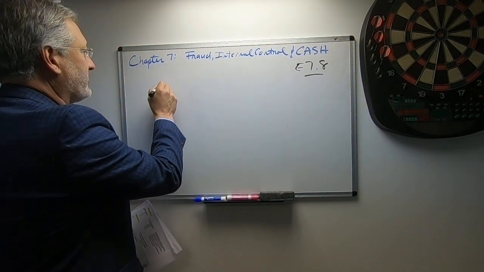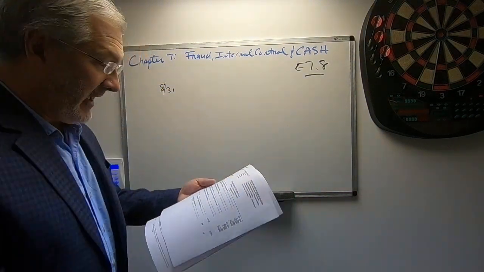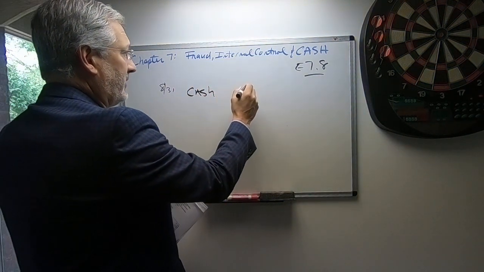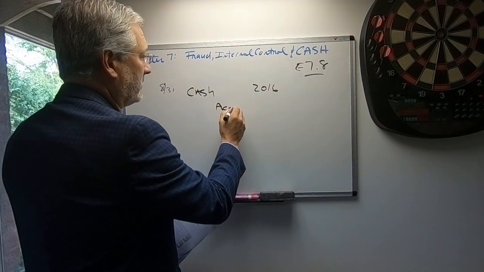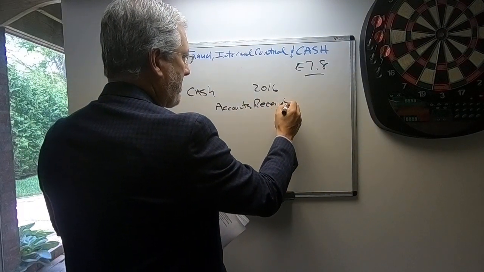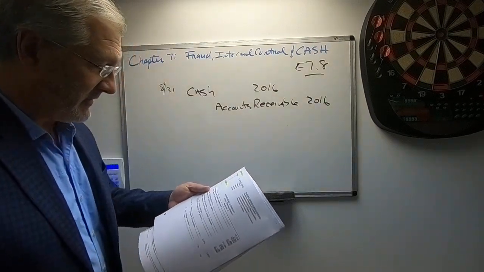So the first one, these are all up at 8/31. We need to record that collection of accounts receivable. I'm going to have a debit for 2016 and a credit to accounts receivable 2016. So an increase in cash with that journal entry.